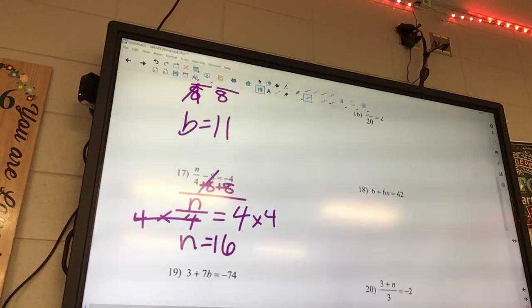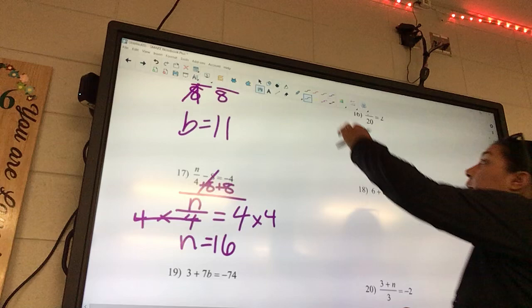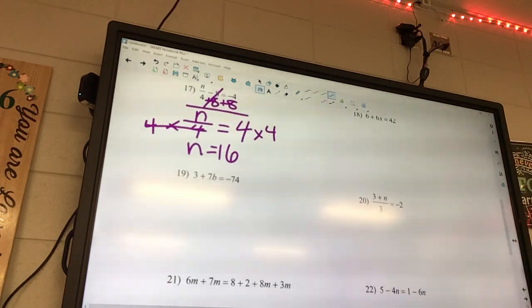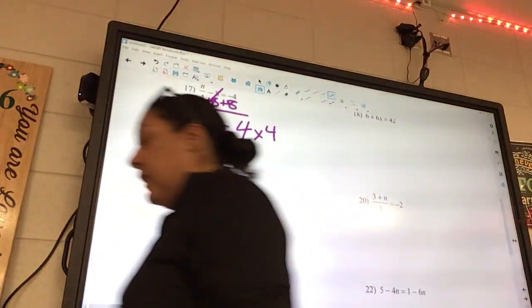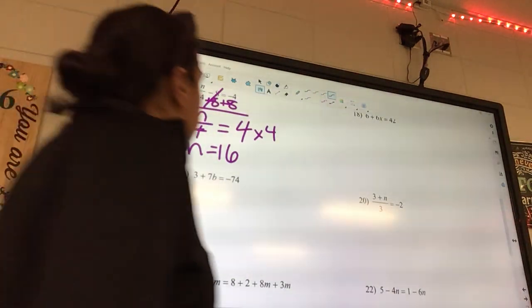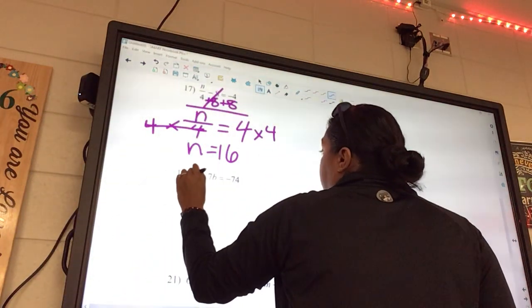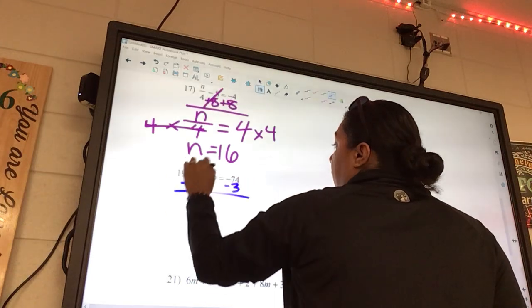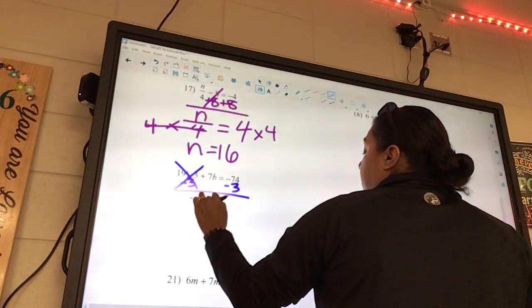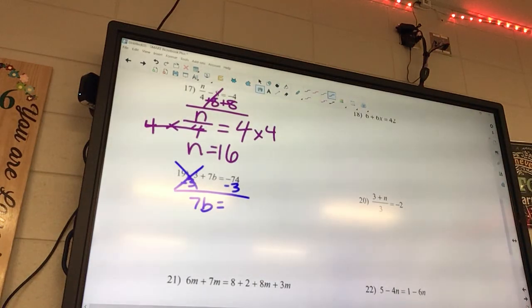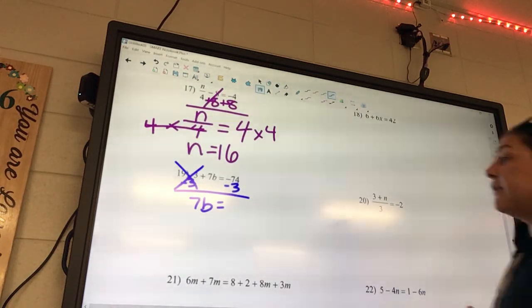Okay, so 19, what needs moved? What are the 2 things that need moved on 19? The 3 and the 7. Which one gets moved first? The 3. Why? Yeah, so whatever's not attached to the letter. Okay, so we're going to say minus 3, minus 3. Okay, so I'm going to get 7b. What is negative 74 minus 3? Negative 77.